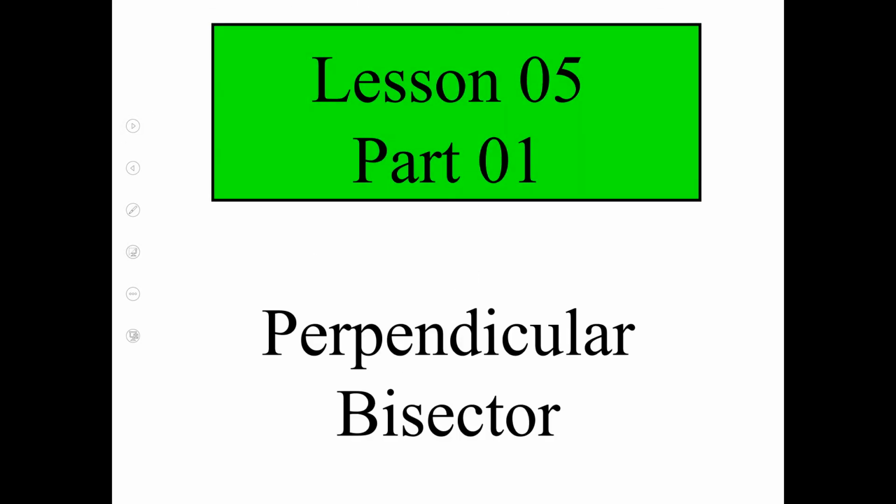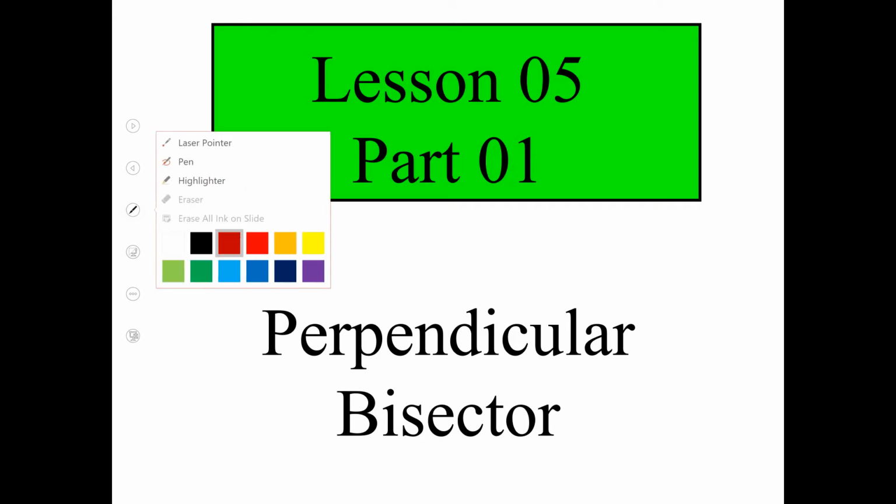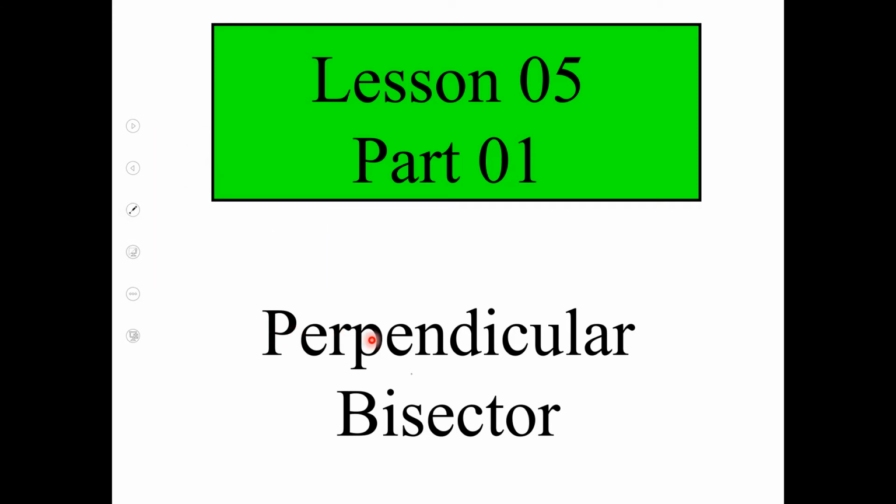We're going to be going over lesson 5 of unit 1. And to start with, we're going to be talking about a relatively simple topic, which is the perpendicular bisector. The word perpendicular you should recognize because we talked about that in lesson 3. The word bisector may be new, but again, we'll cover it.